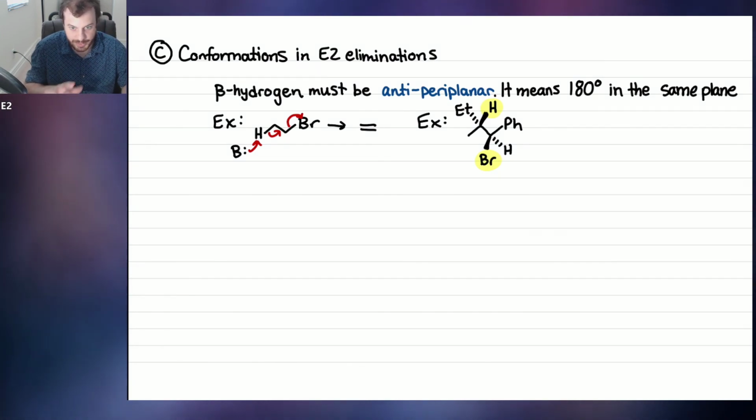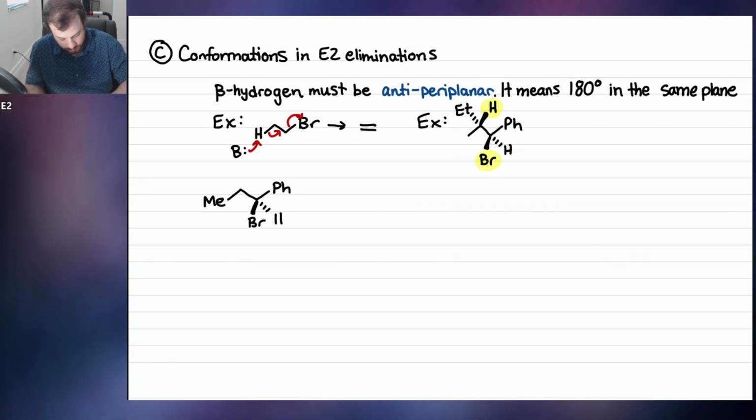So let's try that. I'm going to redraw that molecule over here. And this is hard. This is confusing and this is hard. Okay, we need an anti-periplanar relationship. So what we're going to do is rotate the left carbon to put the H where the methyl is. The methyl is going to move to where the ethyl is, and the ethyl is going to move to where the H was.